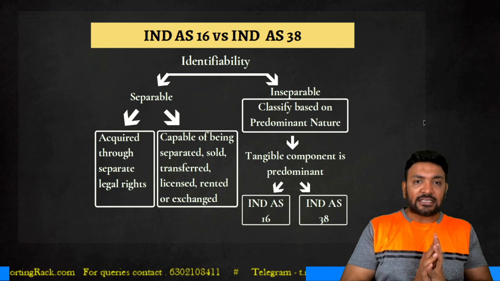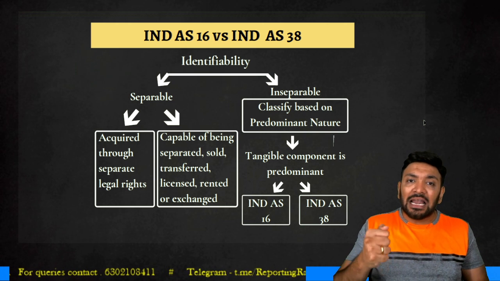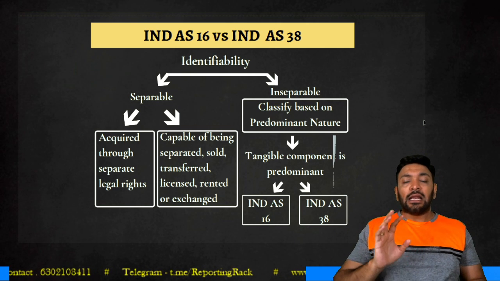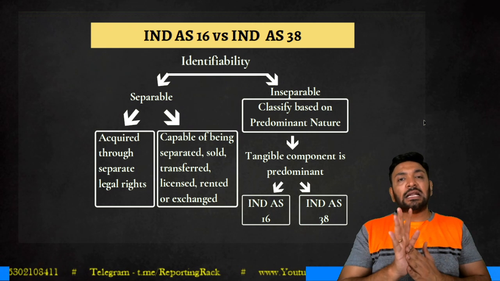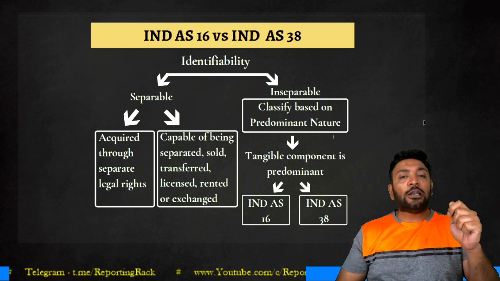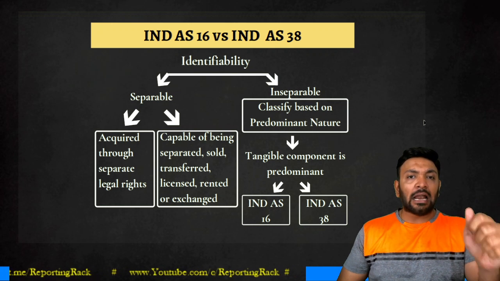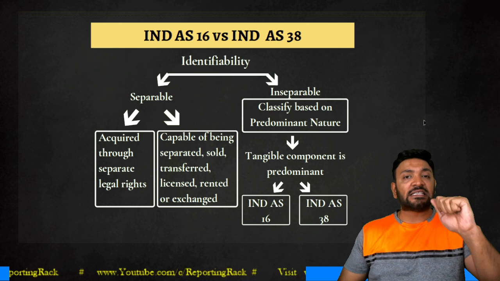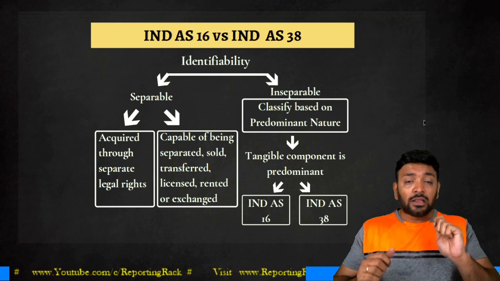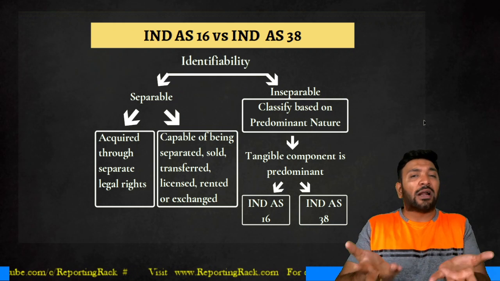Even though I did not buy it separately, it is capable of being separated, sold, transferred, licensed, rented, or exchanged. It came along with a particular asset. Let's say, for example, he said, you buy the laptop, I will give you Windows or Microsoft Office 365 license free of cost. I will still call it separable if the Microsoft Office 365 license can be separated. That means I already own a license. Why do I need this license?